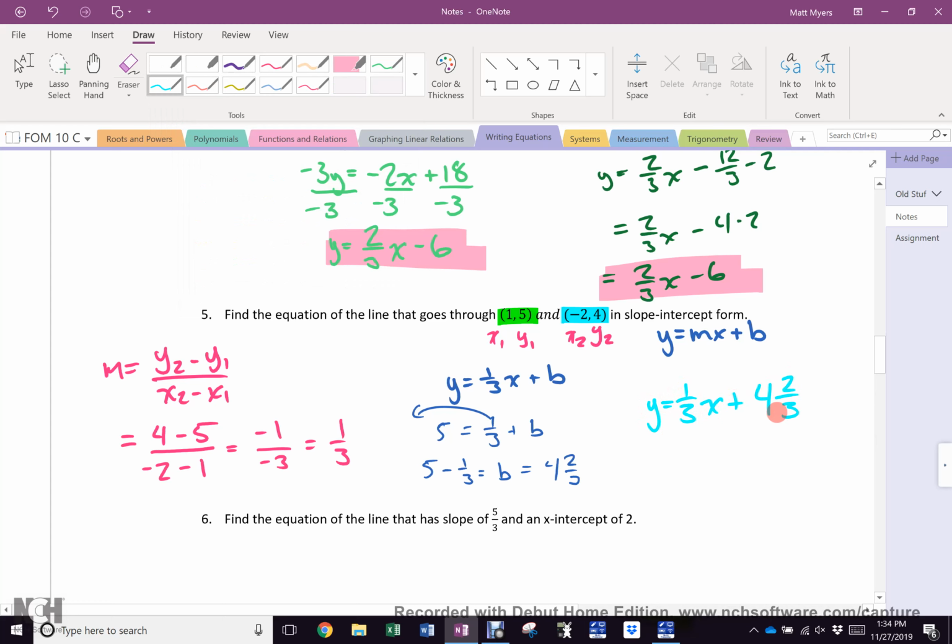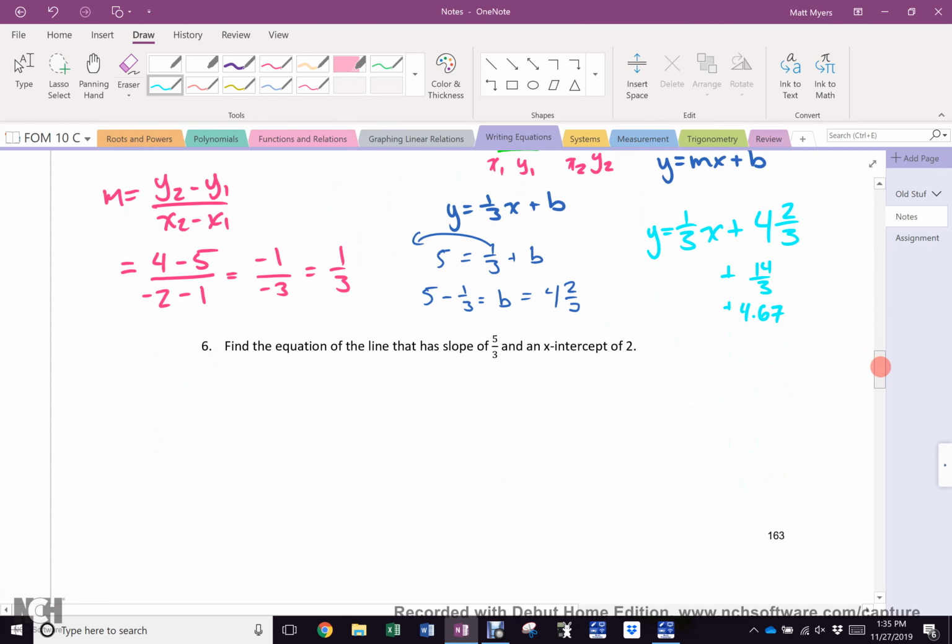Could I write this another way if I wanted to? I could write 14/3. No, that's right. I could write 4.67. Mr. Myers would let that go. He would wonder why you did it, but he would let it go. All right.